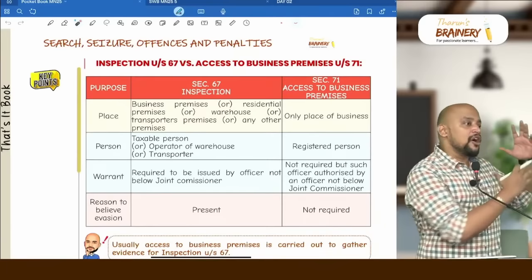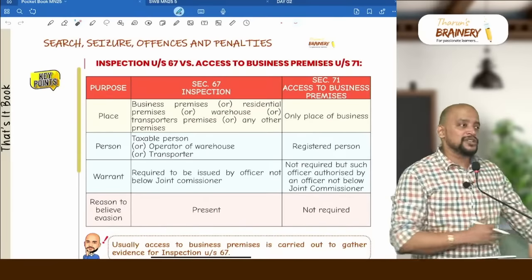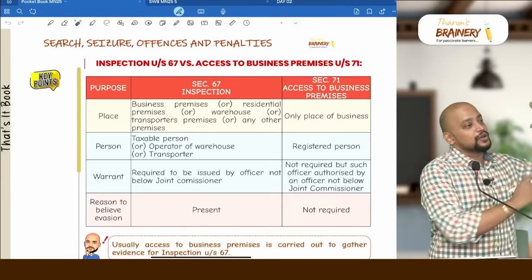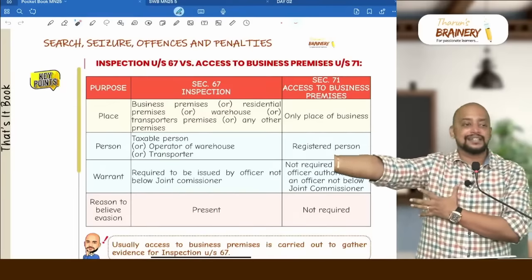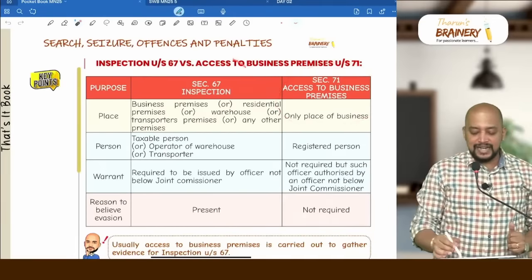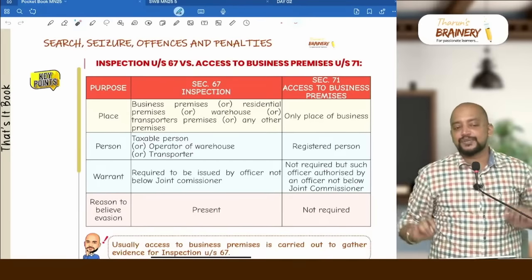Then I will go to my superior, that is Joint Commissioner and above, and tell him, boss, I have a doubt on him, so we should go and search. Okay, fine. He will give me the search warrant, and thereafter I will go and search his premises. That's how it works. So access to business premises and inspection are more or less connected, but there is a huge difference between these two.